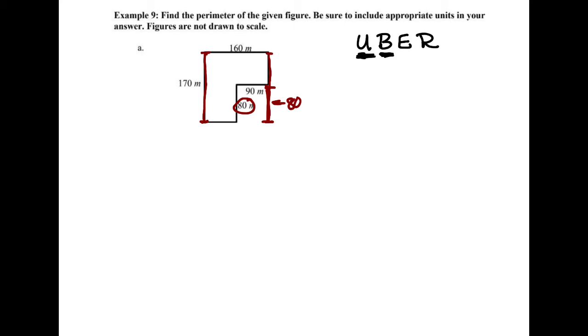Okay, so what do I add to 80 to get this side the same as this side? So what number, add 80, is equal to 170? Okay, so we have the two small numbers added up to give me the big number. So I'm going to subtract one of the small ones from the big one. 17 minus 8 is 9. So that means right here is 90 meters.